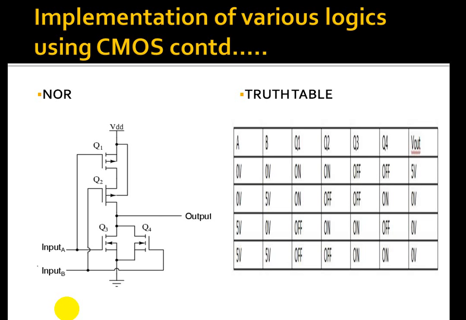And again, when we apply A and B that are different, we get output voltage low. And again, when both the inputs are high, we get an output voltage which is low. Thus we see that it is the truth table of a NOR gate. Thus this circuit behaves as a NOR gate, and so this is the design of a NOR gate using CMOS transistors.